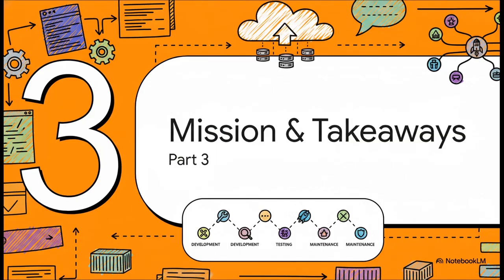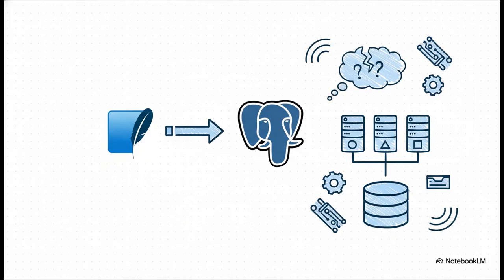Okay, let's pull all of this together and define a clear mission for the team. We've gone over some core principles, so now let's talk about how we actually apply them across our entire development and deployment lifecycle. The classic source of so many bugs: the infamous "but it worked on my machine."